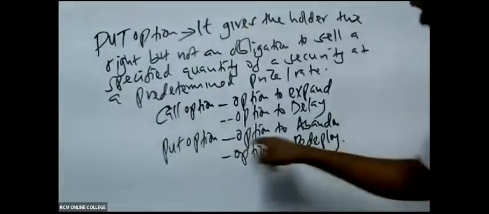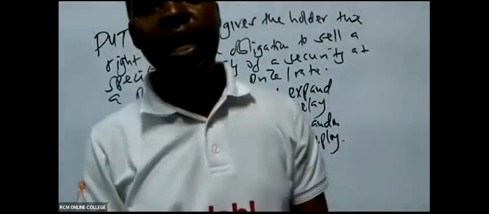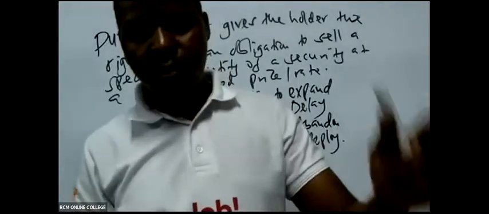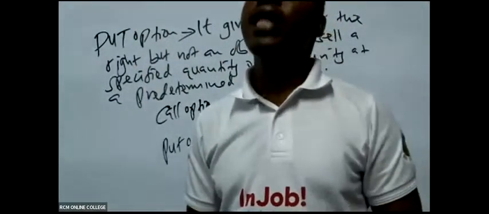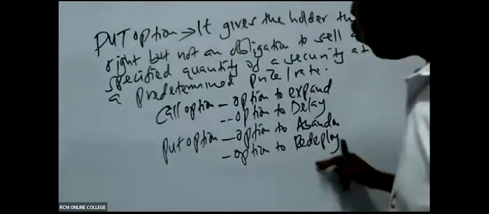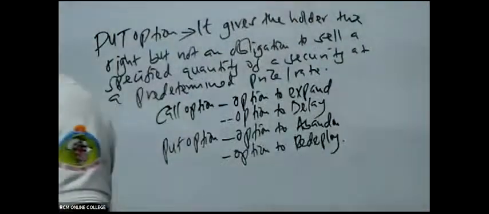Put option, option to abandon. You are abandoning that project completely. Maybe from the first evaluation you did, you found out that it was profitable, but you came to realize further it was not. You abandon it completely. Then you redeploy. You take resources from one source, you redeploy them to another project. That is what you need to know under options.